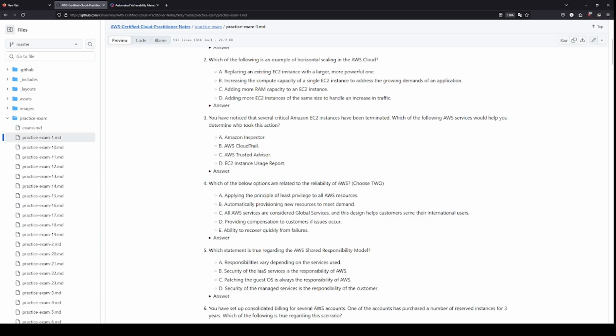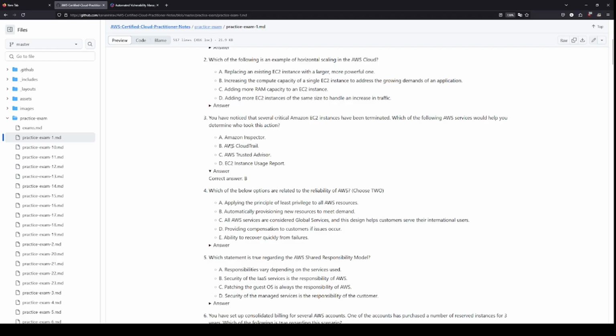But what are we specifically looking for? We're trying to figure out who terminated the several critical Amazon EC2 instances. So we're going to go ahead and choose B. Yep, answer is correct here.